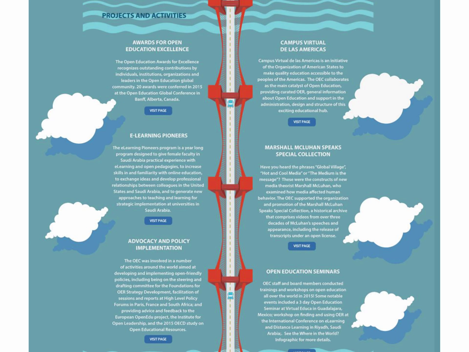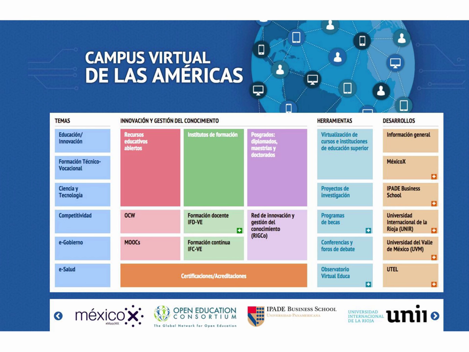And underneath that section in the infographic is projects and activities. These are some of the activities that you may not be too familiar with. We were involved in some great things last year, along with many of you, like this project, Campus Virtualidad Las Americas. It is an initiative from the Organization of American States to make quality education accessible to the people of the Americas. A group of selected institutions, organizations, and corporations have granted their expertise to make this virtual hub possible. Our role was to collaborate and to take charge of its open education section, providing curated OERs, providing general information about open education, and support in the administration, design, and structure of the website.